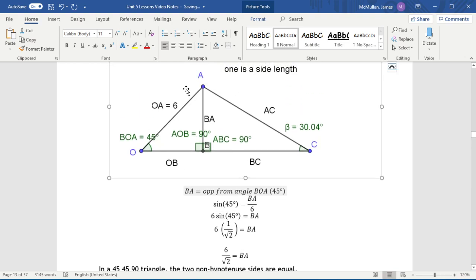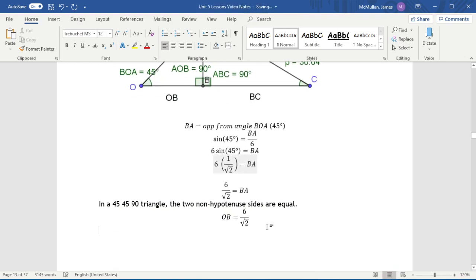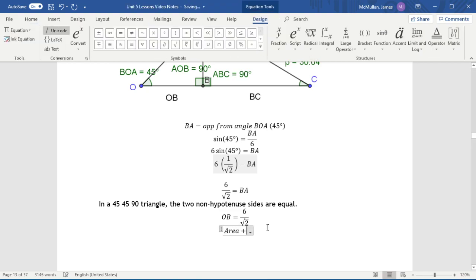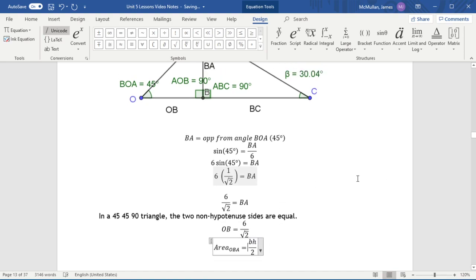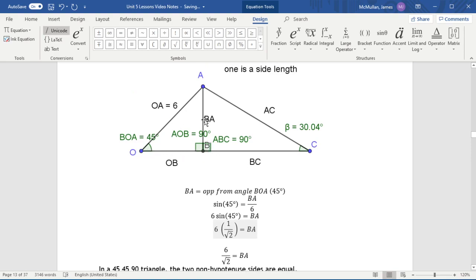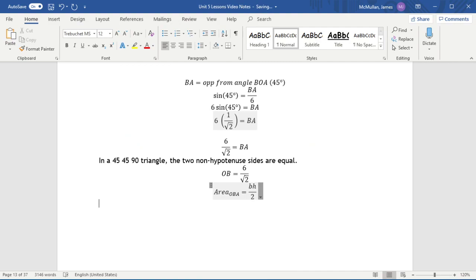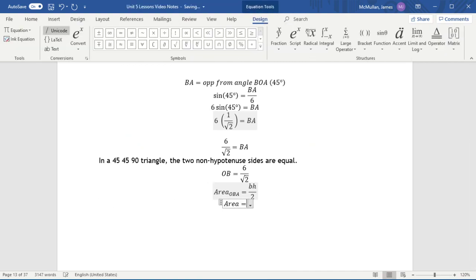So the area of the triangle on the left wouldn't really be too hard. The area of triangle OBA would be base times height divided by 2, right? Okay, base times height divided by 2. Now look at the picture. The base is OB, the height is BA. So we're just going to do area equals OB times BA divided by 2.